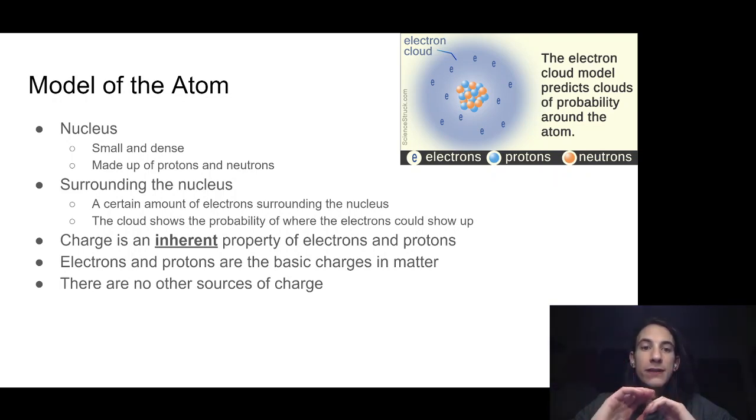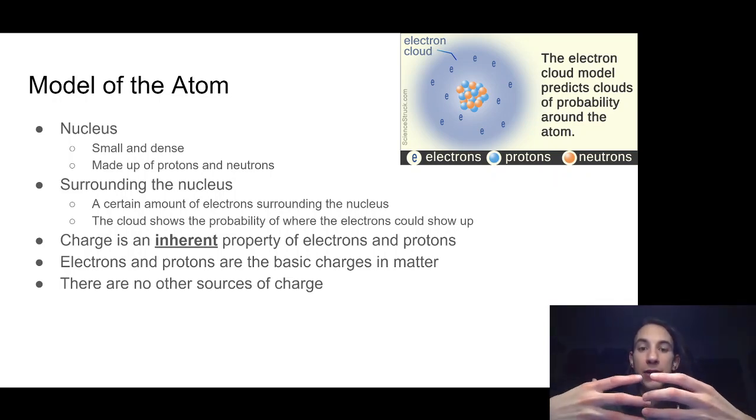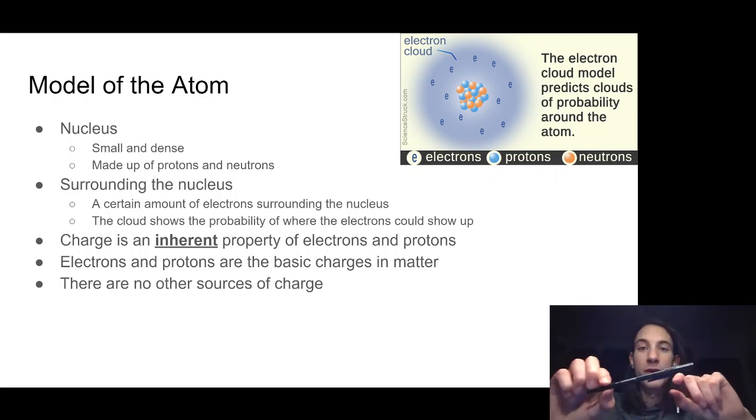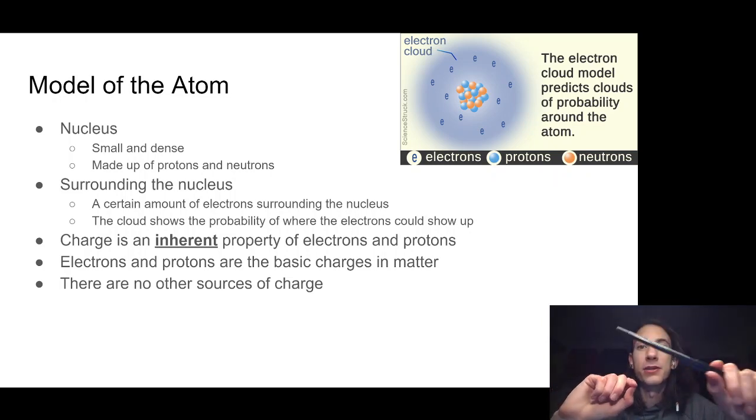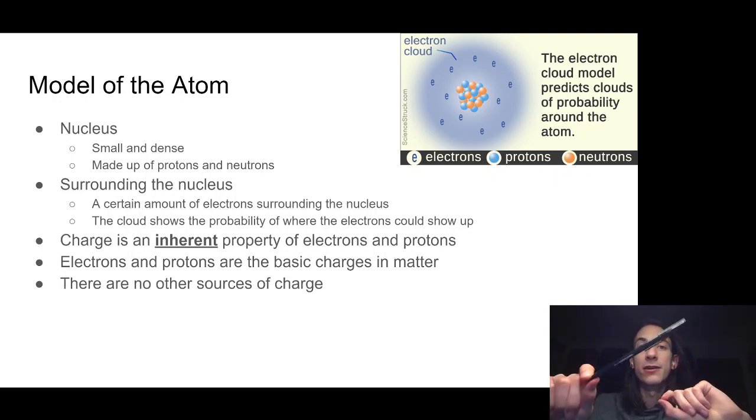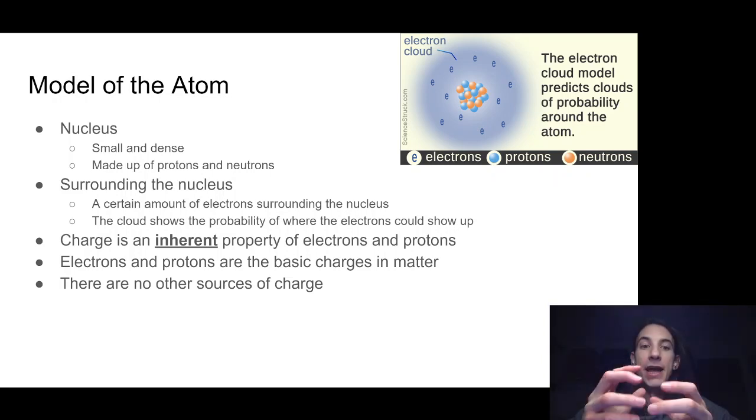So we have electrons on the outside. And charge is an inherent property of electrons and protons. That's kind of an interesting thing. We're used to all matter having mass, and we say that this mass is an inherent property of our object. Like if I have this pen, the amount of mass in this pen is inherent to this pen. If I go to the moon, it'll have a certain amount of kilograms. If I stay here, it'll have the same amount of kilograms. That's inherent to this matter. Electrons and protons are the same exact thing. This charge is an inherent property of them.